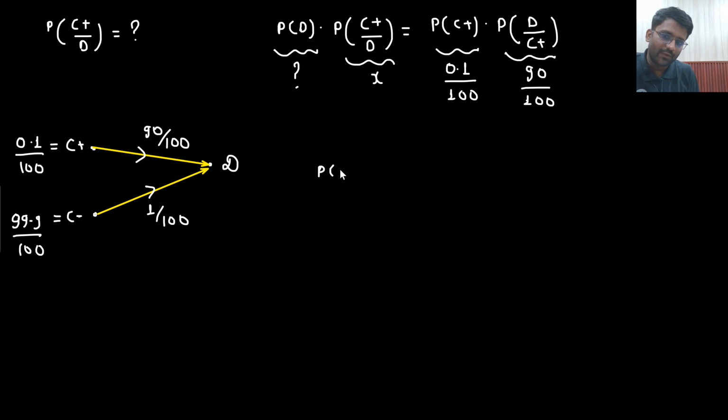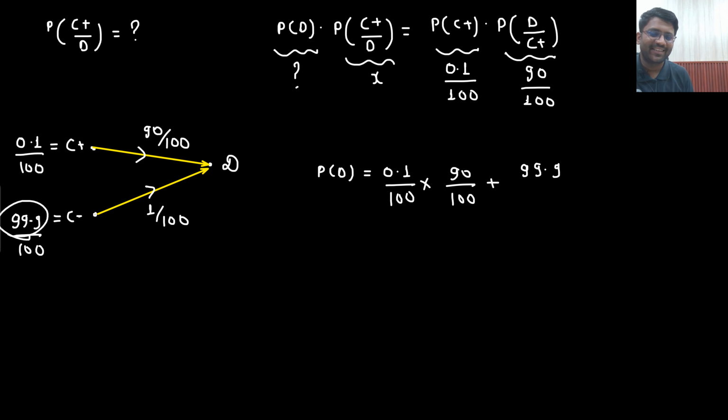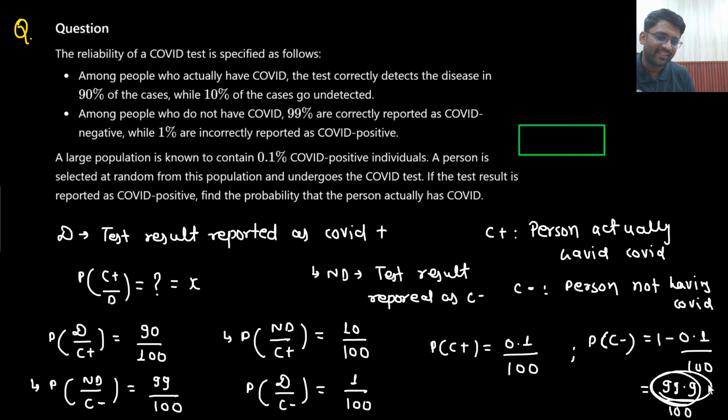So what is the probability of having the disease? That is 0.1 by 100 into 90 by 100 plus 99.9 by 100 into 1 by 100. I know a lot of people would have messed up here. Okay, if you messed up here, comment down. That's what I actually messed up here. You need to comment down, because I know that a lot of people will be messing up this calculation.